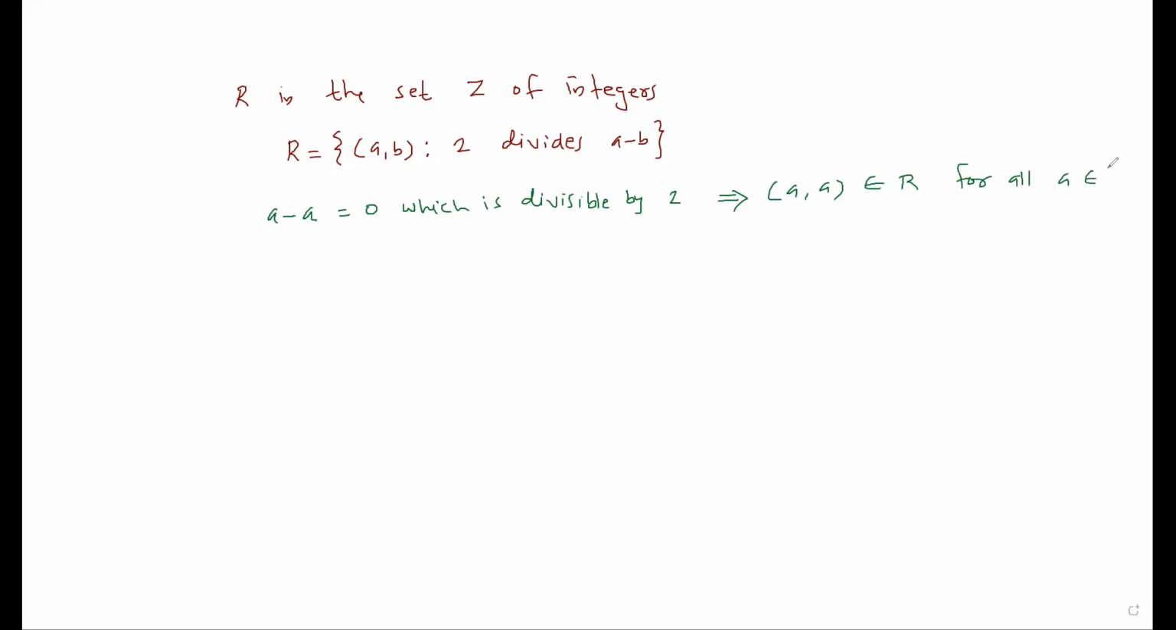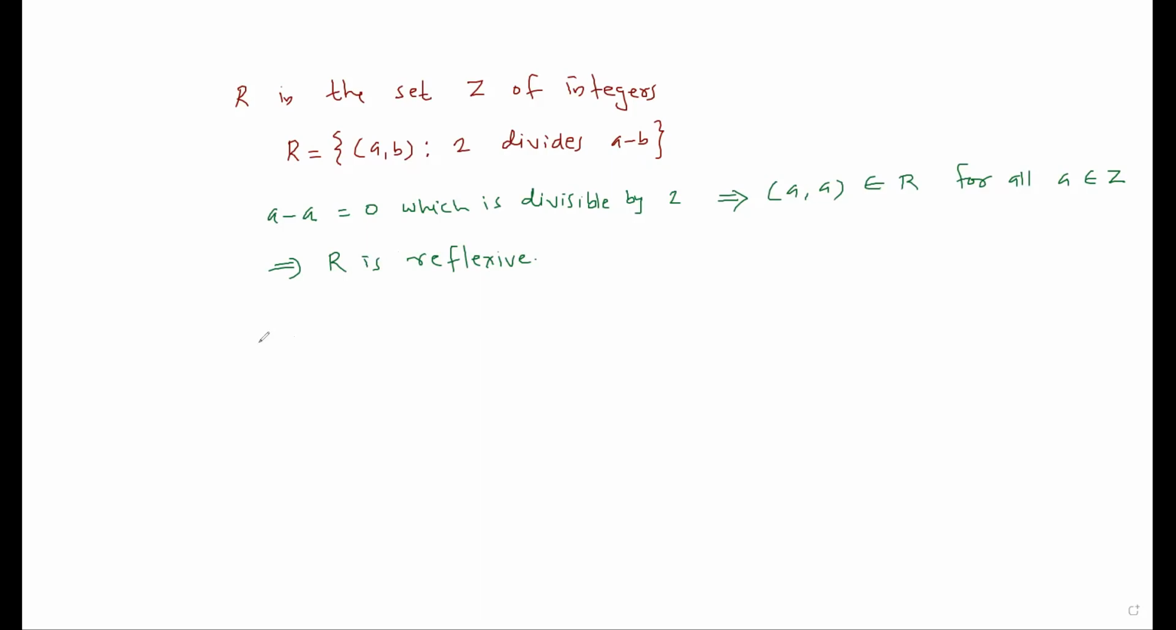For all a belonging to Z: if you take any element from the integers, say for example 1, then 1 minus 1 is 0. If you take 2, 2 minus 2 is 0, which is divisible by 2. If you take any element, that element minus itself, a minus a, is always 0, which is divisible by 2. So this implies R is reflexive.